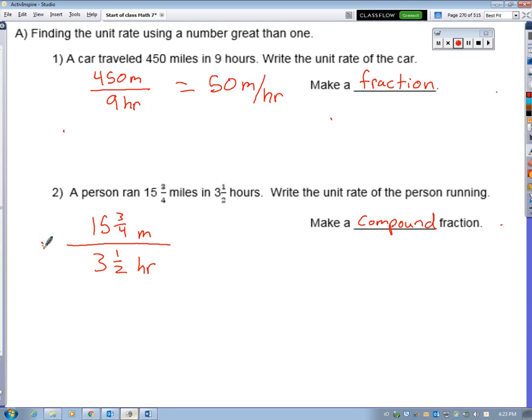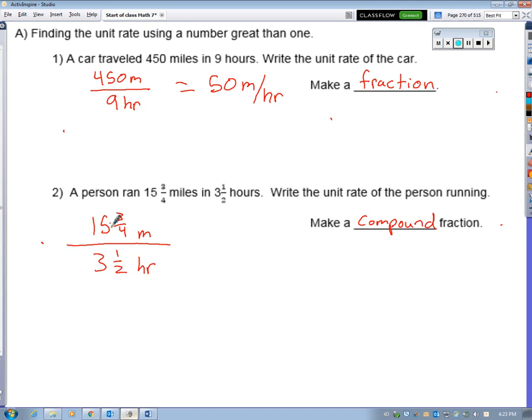A compound fraction is basically when you have a fraction already and maybe another number or a fraction, and you're turning the whole thing into one big fraction. This is like the granddaddy fraction here. But it still means the same exact thing. We're still taking 15 3/4 divided by 3.5. You're going to set that up the same exact way on your calculator.